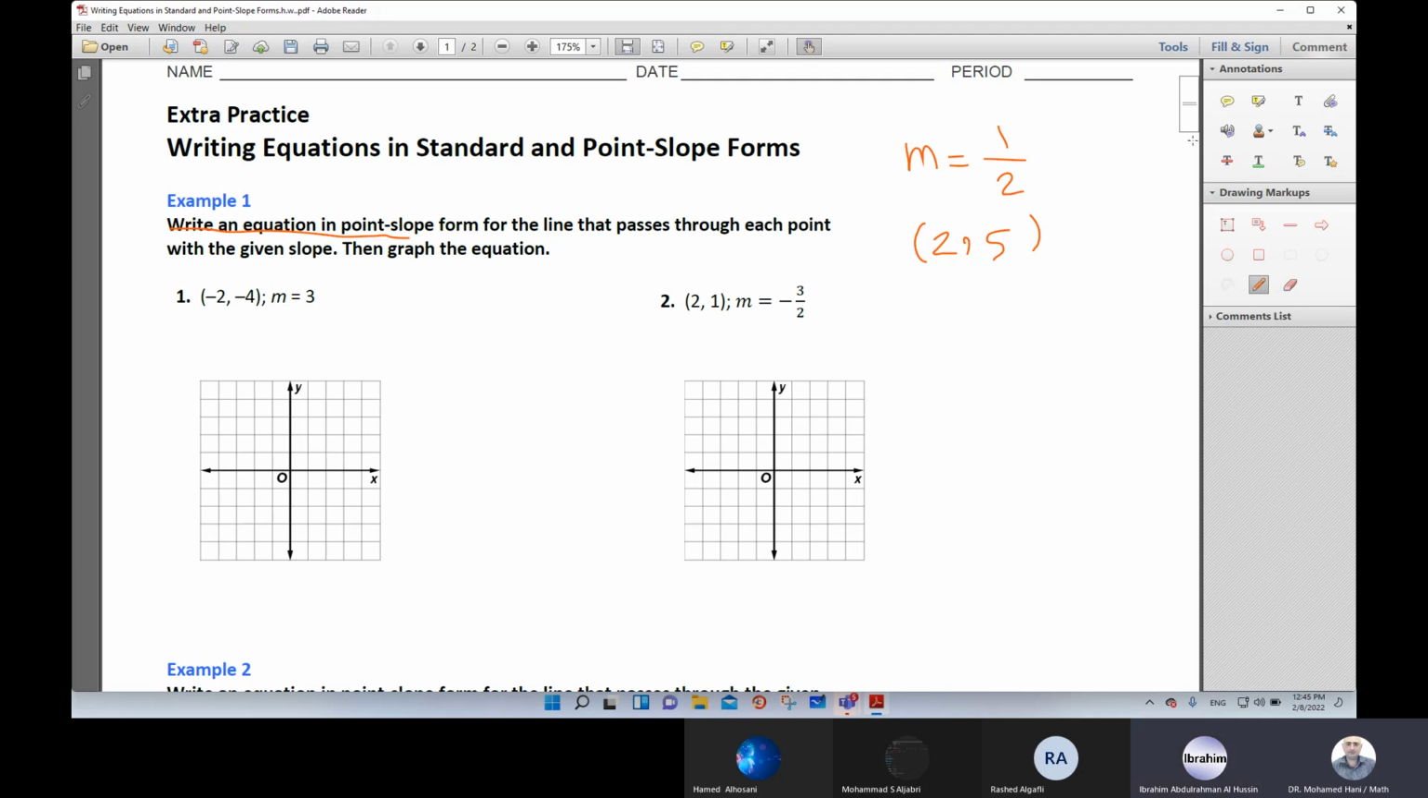Mister, I write the answer in the chat. Yes, tell me what is your answer? It is for number 1, not number 2. Number 2 now I am doing. Not number 1. I have this information here. We have the slope 1/2 and the point (2, 5). And I want the equation. Okay? Okay, wait.